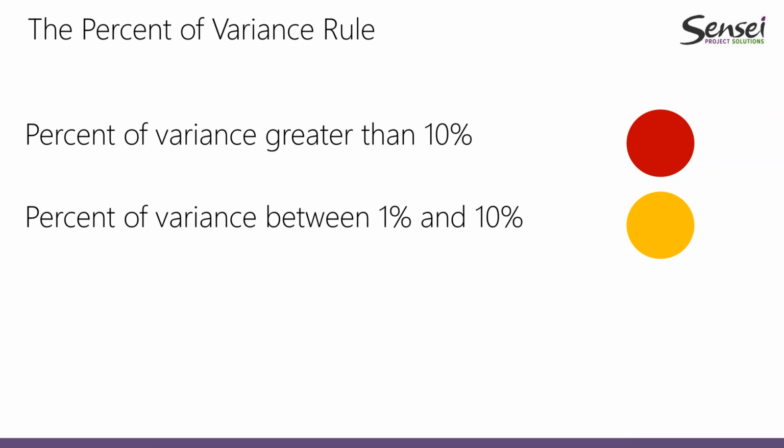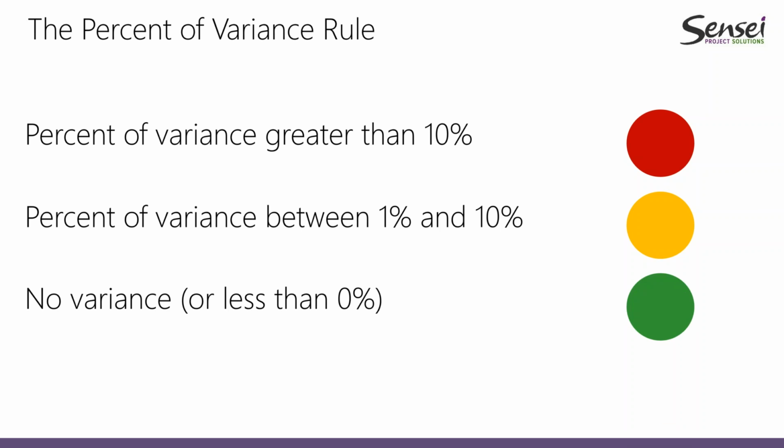Then we may say if the percent of variance is between 1 and 10%, that's not that bad. Let's put that in yellow, so we have a warning that says you have some variance in here, but this is something that you can still manage. So let's put that in yellow.